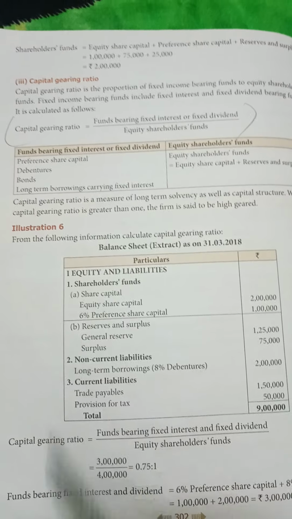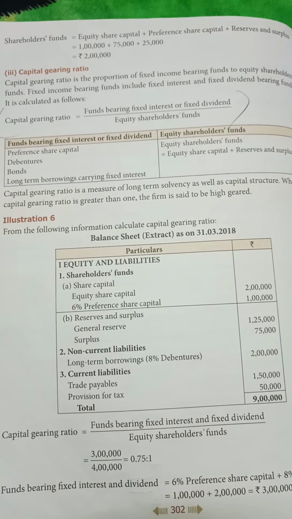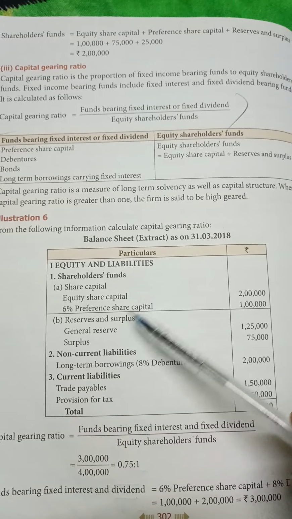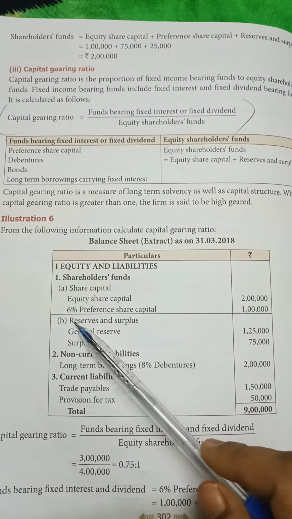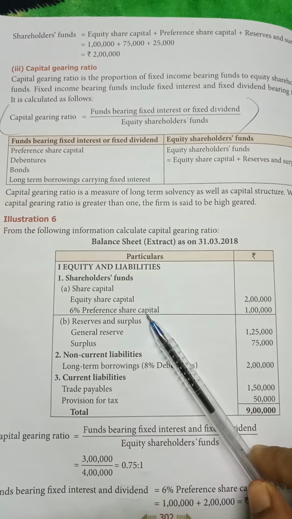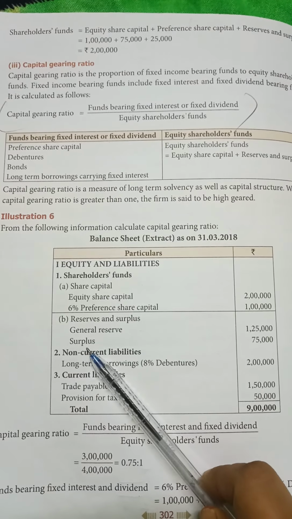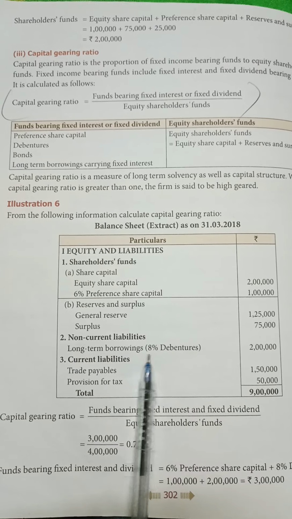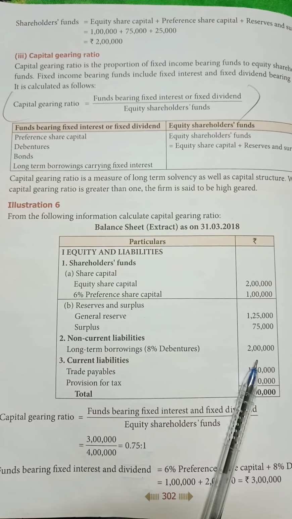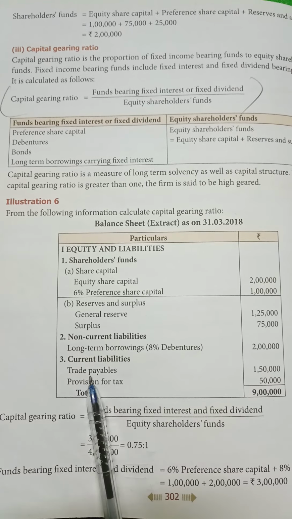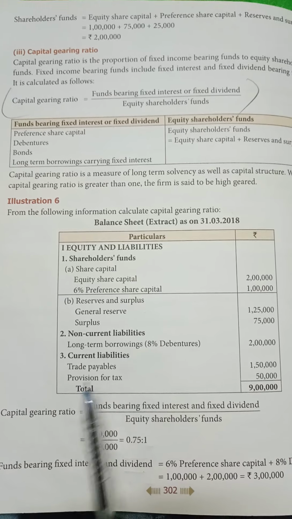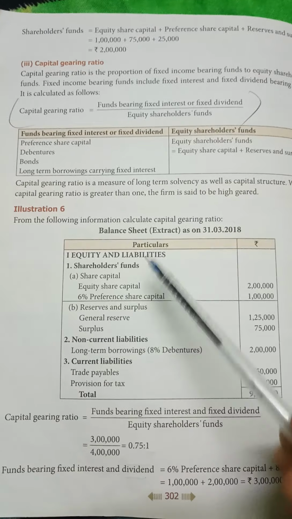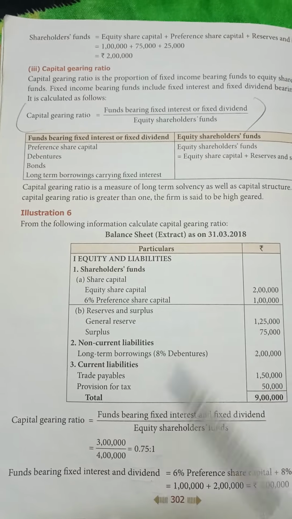Now illustration 6. From the following information, calculate capital gearing ratio. You have your equity and liabilities, which has equity share capital and also 6% preference share capital. You have reserves and surplus, general reserve and surplus. Then you have non-current liabilities, wherein long-term borrowings is given as 8% debentures, and current liabilities inclusive of trade payables and provision for tax, and the total of your liabilities is rupees 9 lakhs. Since you are asked to calculate the capital gearing ratio, first write the formula.